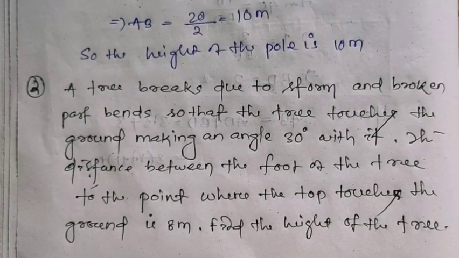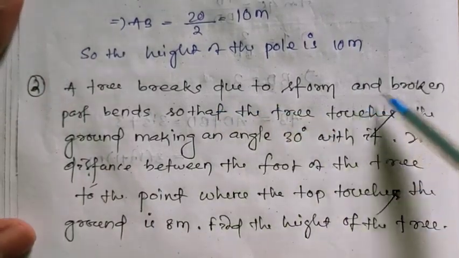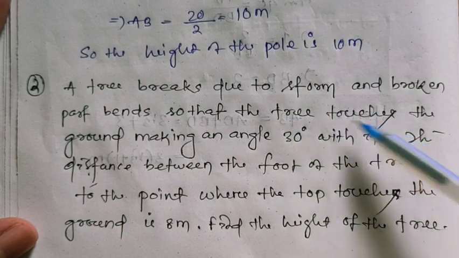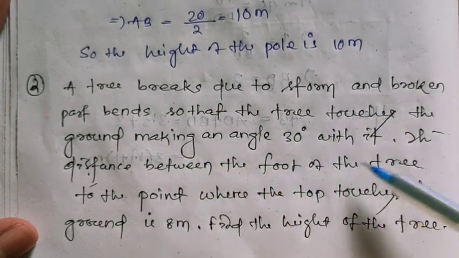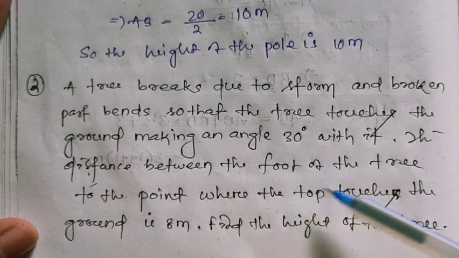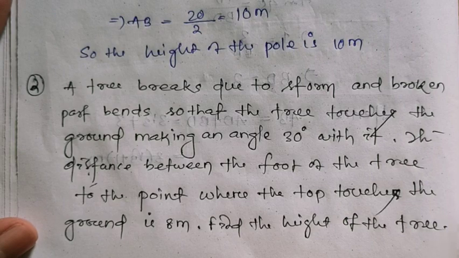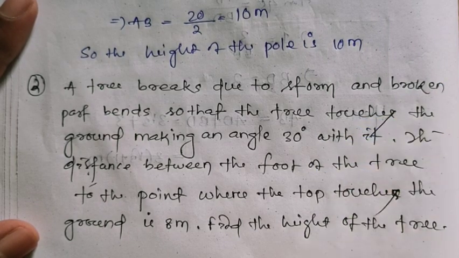Question number 2 is given that a tree breaks due to storm and the broken part bends so that the tree touches the ground, making an angle 30 with it. The distance between the foot of the tree to the point where the top touches the ground is 8 meter. Find the height of the tree. So what is given? We will understand by drawing a picture.